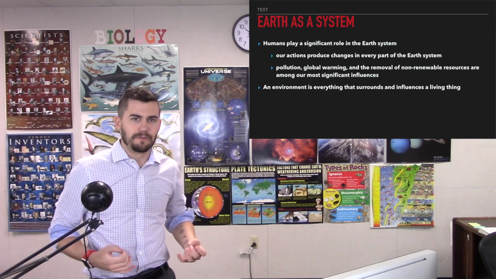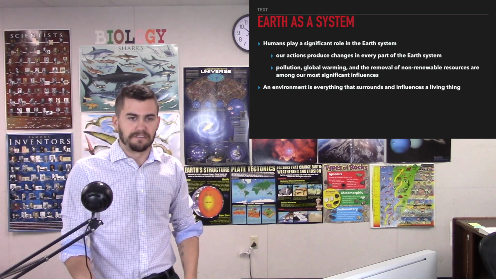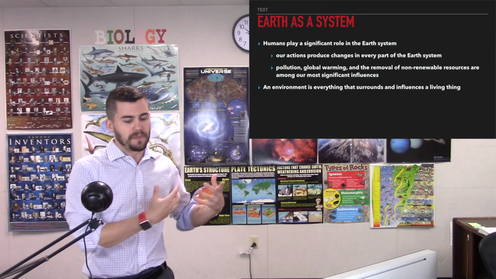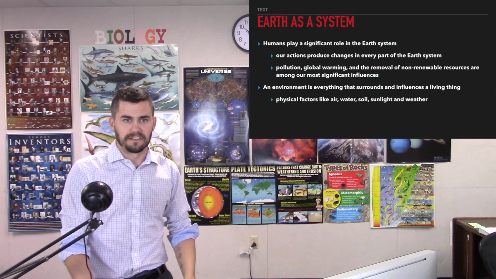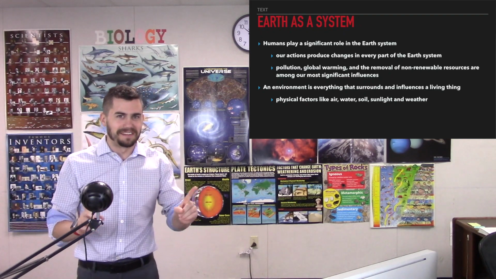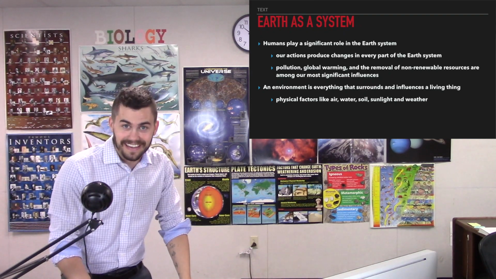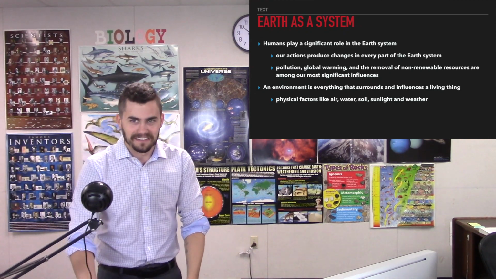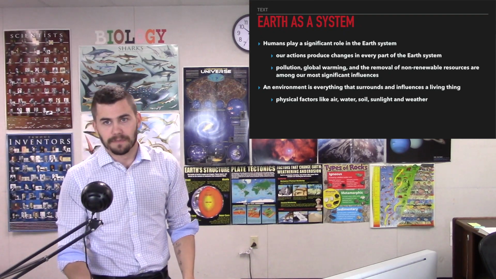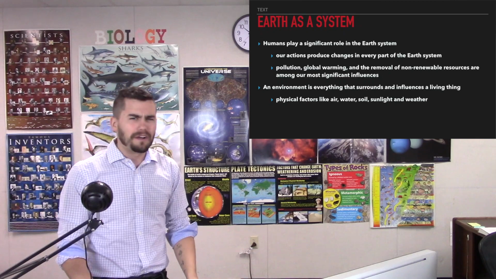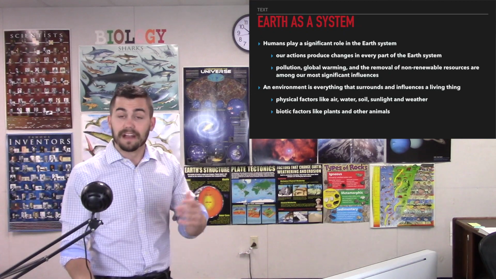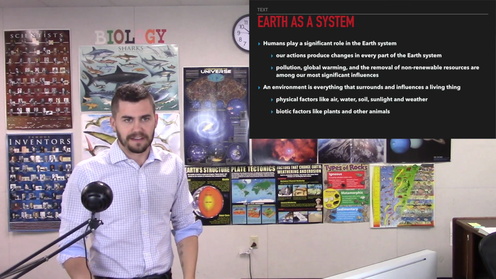So the environment, that is everything that surrounds and influences a living thing. It includes other organisms, other living things, but it also includes the physical aspects of the environment, which include water, soil, sunlight, and the weather. Now, so far, humans don't have a direct impact on the sun. We haven't figured out a way to manipulate the sun. But we do have good reason to think that the weather is different on the planet because of us, and the climate is different. And the water, the air, and the soil, we know for a fact, are different because of human activity. And I already mentioned the living biotic factors.